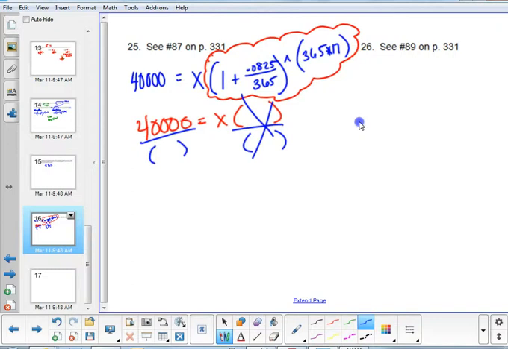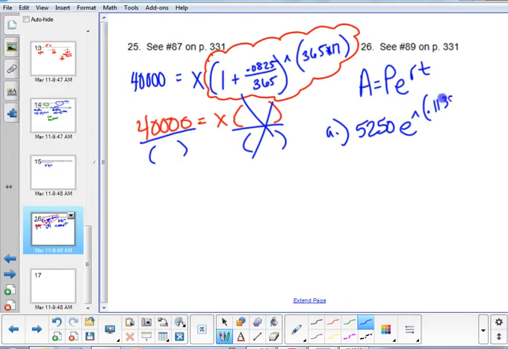And then number 26, they want me to look at number 89 on that same page. So 5250 in an account that pays 11.38% compounded continuously, and how much money will we have after a various number of years. So because we're doing continuous, we're going to use PERT. And we're going to set it up for the first part. We're always investing 5250, so that's the P. And then up in the exponent, the rate is always 11.38, so 0.1138.